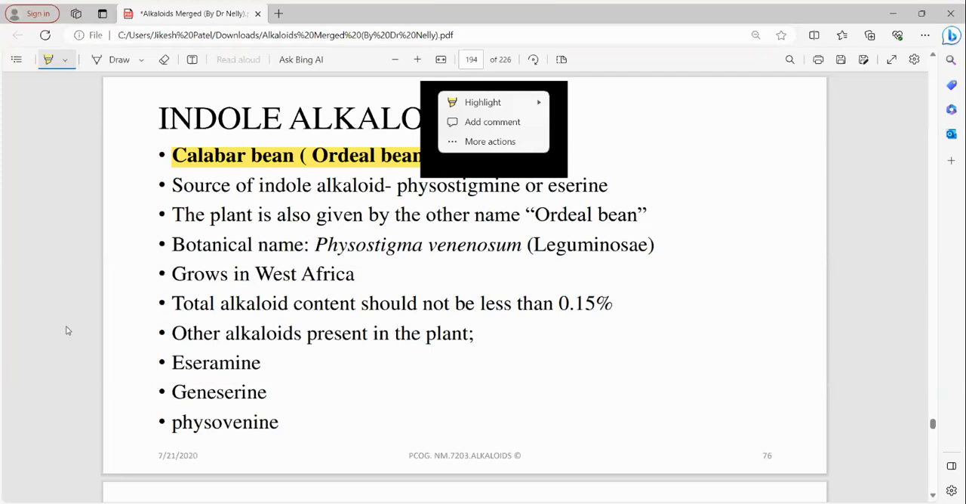What do we use reserpine for? Hypertension, and it also has some use in anxiety as a mild sedative too. It has a tranquilizing effect on anxiety.